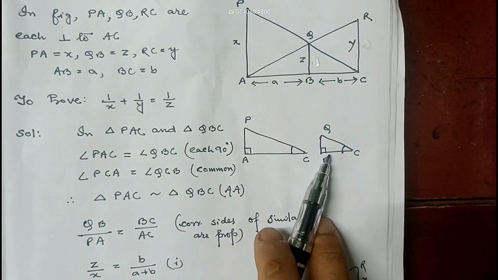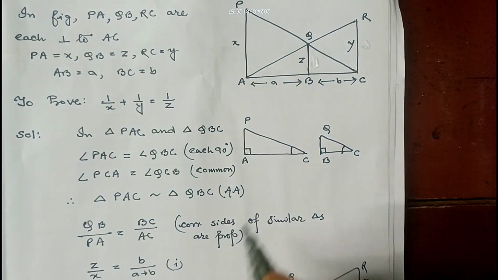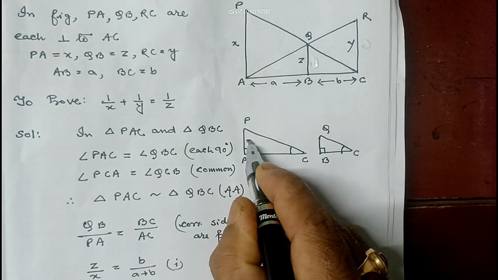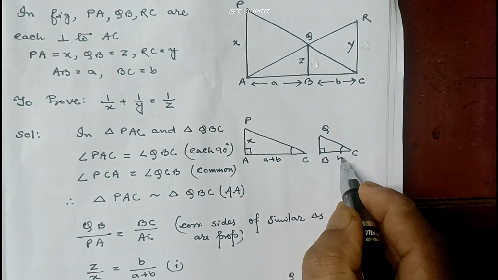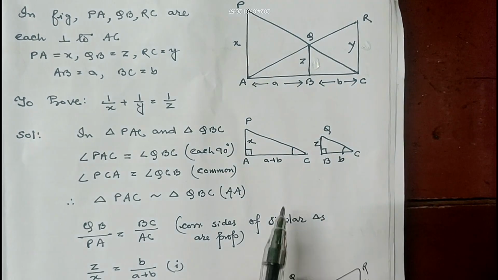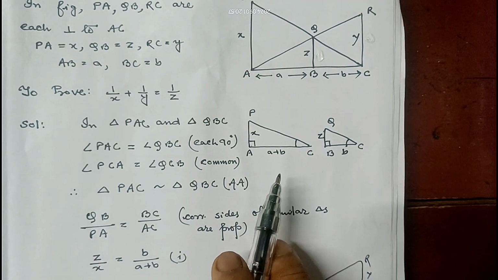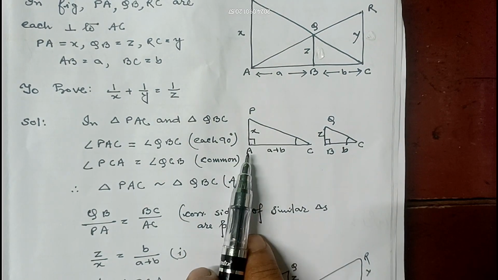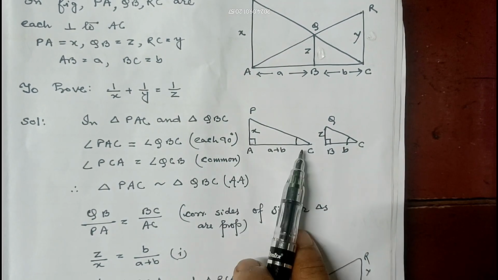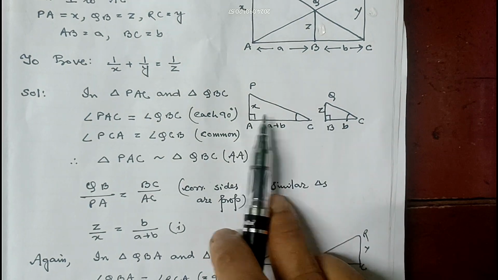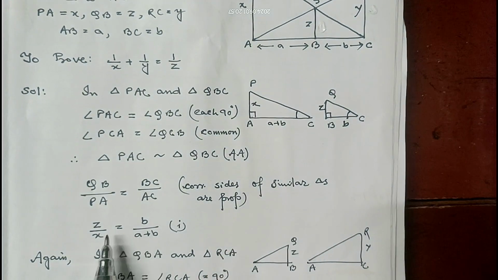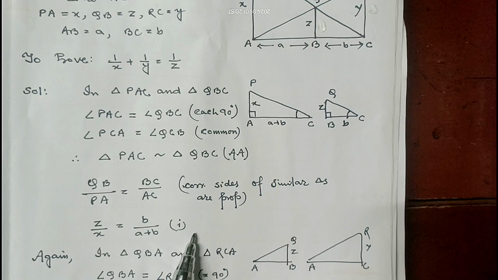When two triangles are similar, corresponding sides are proportional. Here we know this one is X, this is A plus B, this is B and this is Z. Since corresponding sides are proportional, we can write QB by PA equals BC by AC. So we can write Z by X equals B by A plus B. So let it be equation number 1.